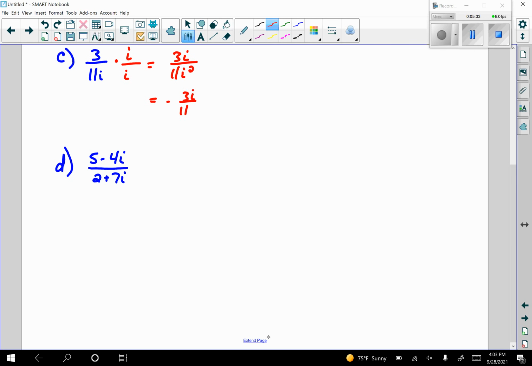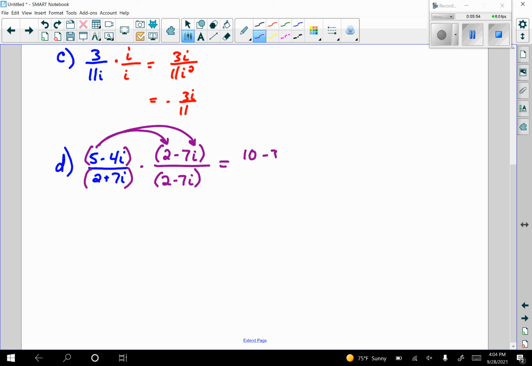And then we've also seen a problem like D quite often. We have binomials here, so definitely put them in parentheses. We need to multiply by the conjugate of the denominator, so that's going to become a 2 minus 7i. So now again, carefully multiplying across the top, we're going to get a 10 minus a 35i. Inside, we'll get a minus 8i. And then last, we'll get a plus 28i squared.